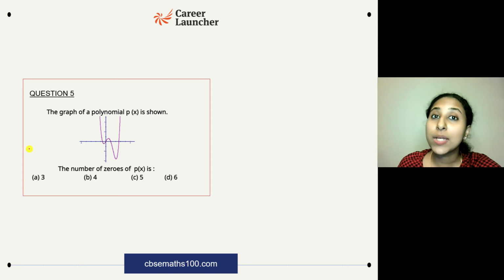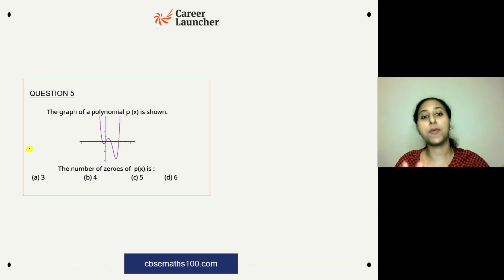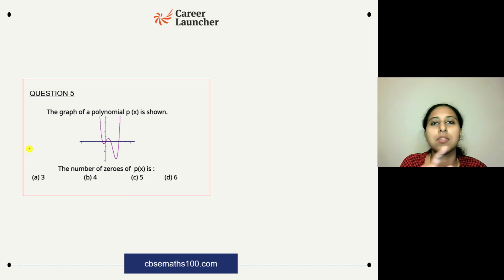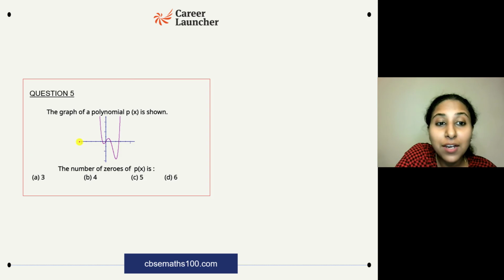Next question. Question 5. Graph of a polynomial p of x is shown over here. You need to find the number of zeros of this polynomial. Now, what is important in these types of questions is just trace your finger along the x-axis. Easiest way. Look at the x-axis alone. Just see how many points are there where this graph intersects the x-axis. So when you trace your finger along the x-axis, you can see that there is one point of intersection here, a second point of intersection here, third point, and then fourth point.